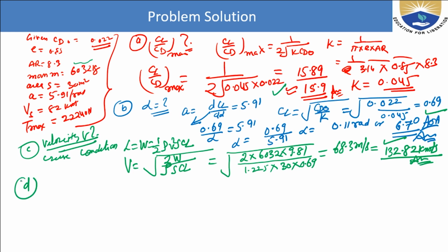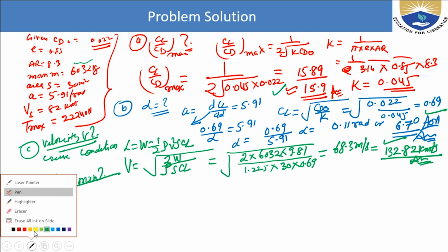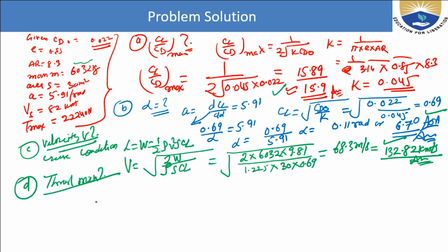Now the last problem in this: we have to find the minimum thrust. This is our next issue. So how to handle this? We know that the condition is CD equal to 2 CD naught. So 2 into CD naught, which is 0.022, gives 0.044. For the minimum thrust, total CD should be 2 times CD naught.